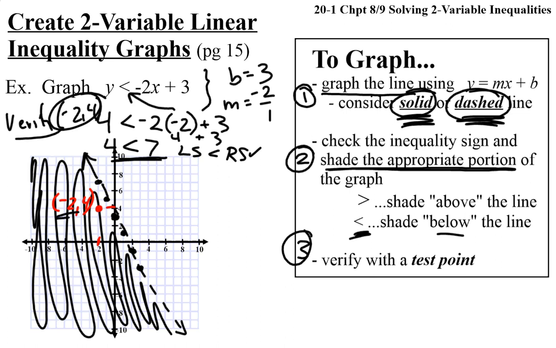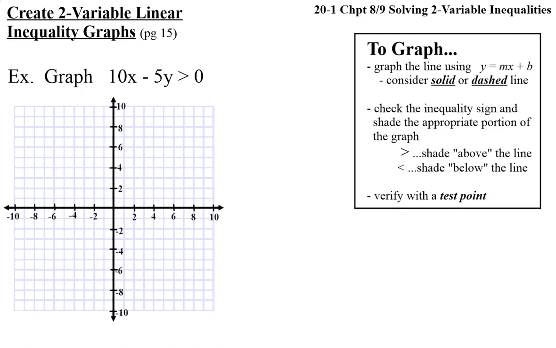So at least I have a point within the right region, so hopefully at this point I can trust what I've created. Graph the line. Make sure you use the appropriate solid or dashed line. Shade appropriately based on a greater than or a less than symbol, and then verify just to make sure. Page 15, give it a try. 10x minus 5y is greater than 0. Pause the video, give it a try, see what you come up with.